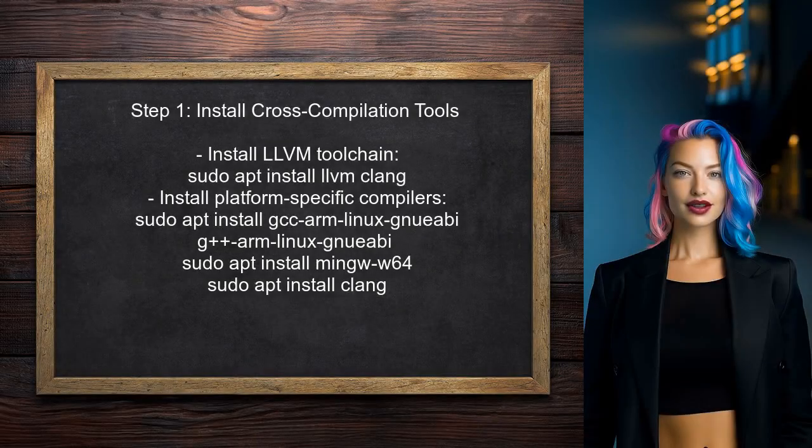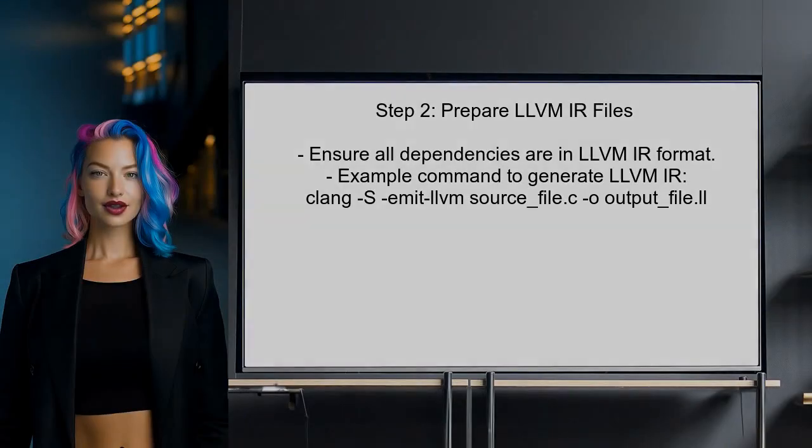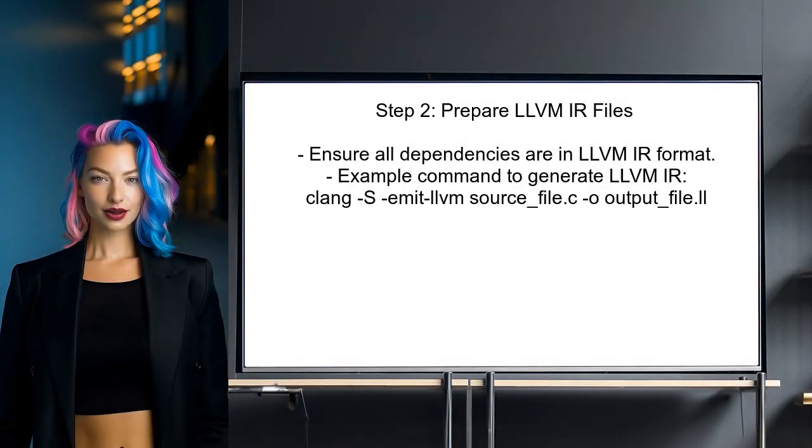To begin cross-compiling the LLVM IR library for multiple platforms, the user should first install the necessary cross-compilation tools on their Ubuntu system. This includes installing the LLVM toolchain and the required platform-specific compilers. Next, the user needs to prepare the LLVM IR files for compilation. This involves ensuring that the library and its dependencies are correctly represented in LLVM IR format.